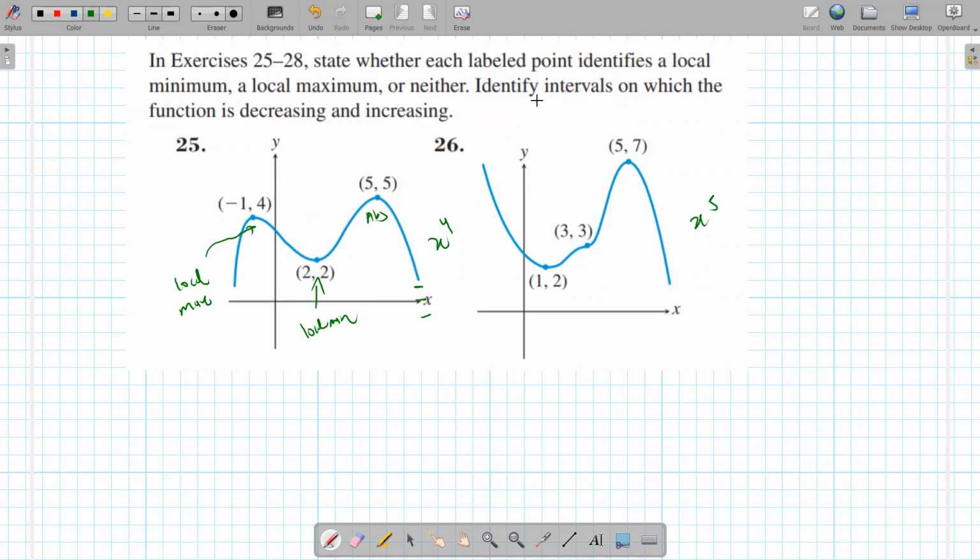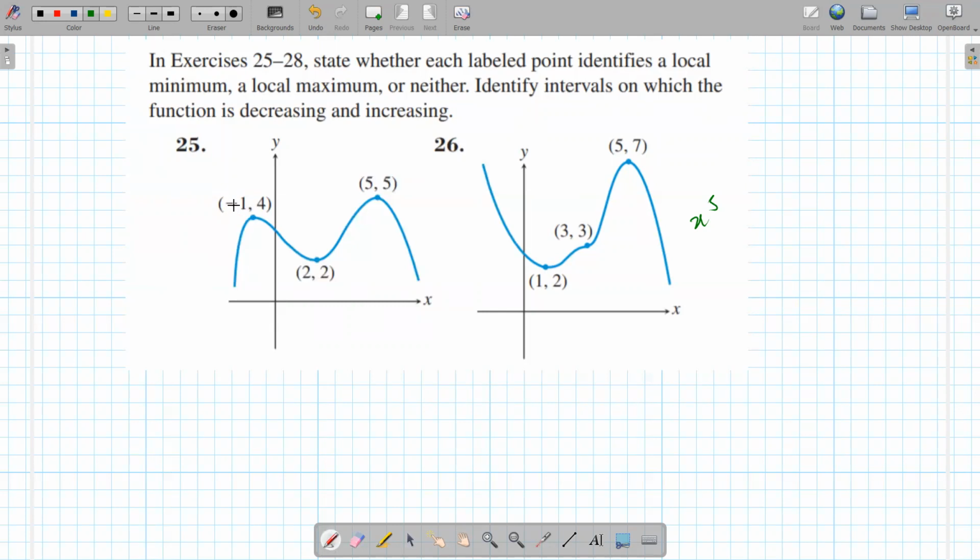They're also asking you to identify the intervals on which the function is increasing and decreasing. So wait, what do we have to do for this question? Number 25 says to state whether each labeled point is a definite max, min, or neither, and identify intervals on which the function is increasing or decreasing. Do I have to replicate these graphs? For the second part, no, you don't. You just look at this.